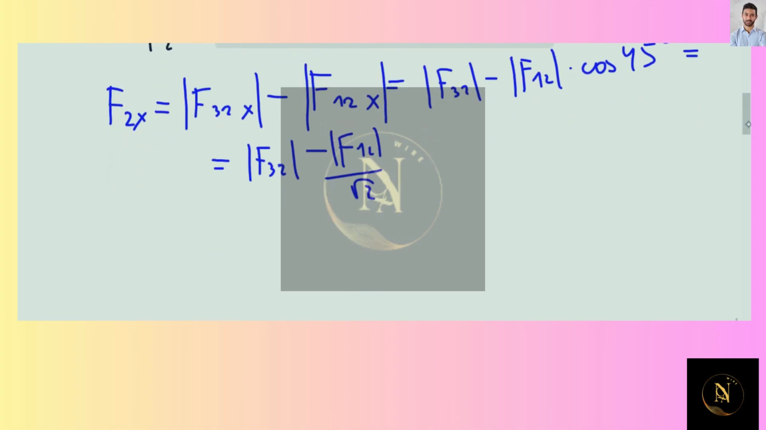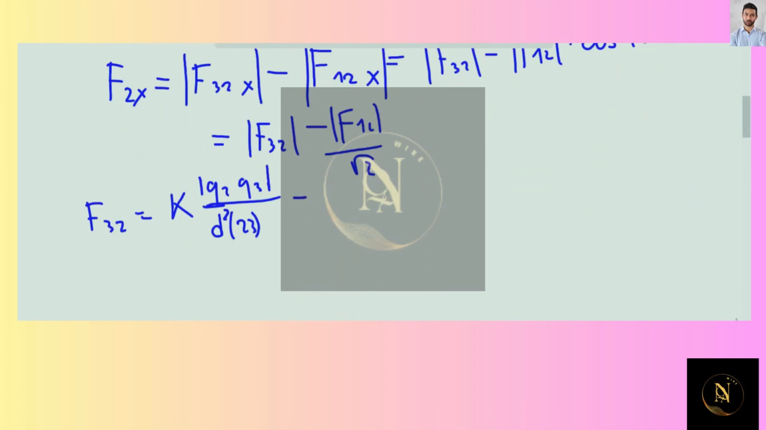Okay, now let's find F32. F32 equals k multiplied by the absolute value of q2 multiplied by q3 divided by the distance between charges 2 and 3 squared. So the distance between charges 2 and 3 is a, therefore this equals k q2 q3 absolute value over a squared. Okay, now let's calculate F12x.